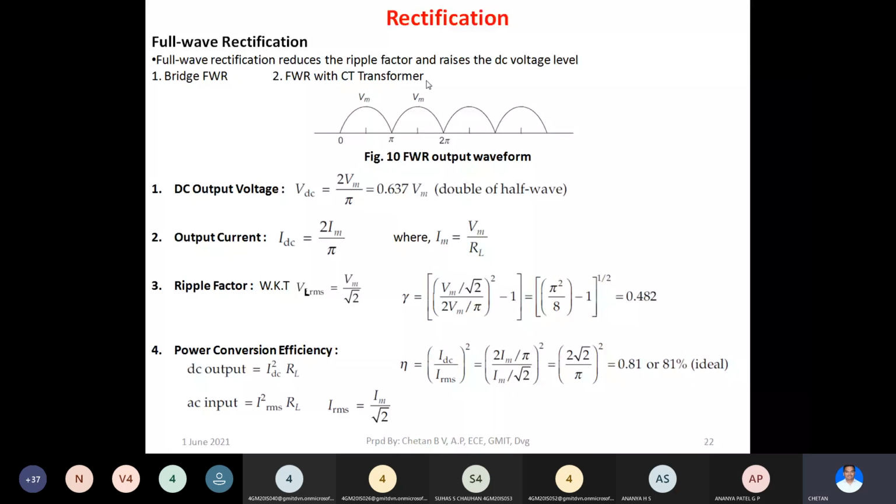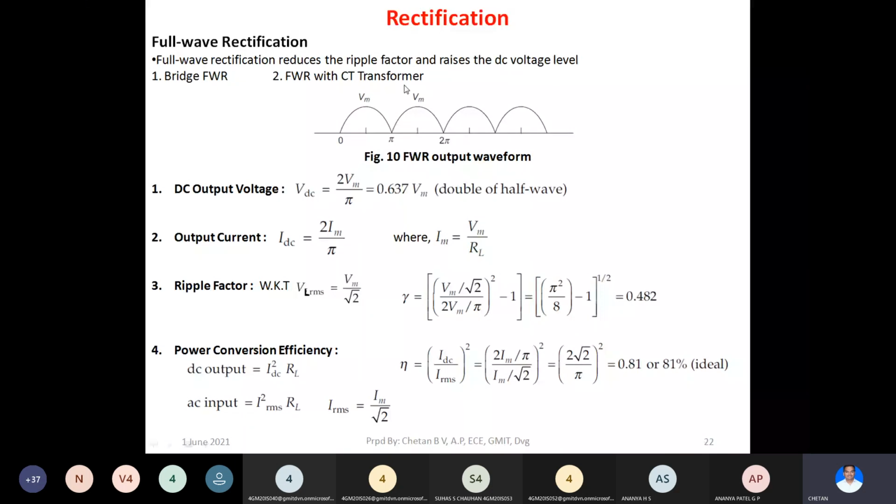We shall discuss the full wave rectifier with a center tap transformer at a later stage. But for both the full wave bridge rectifier and the full wave rectifier with center tap transformer, you have the same output. The output where you find both cycles: a positive half cycle, which is like this, and a negative half cycle, which is inverted in this fashion. The output will be the same for both kinds of rectifiers.